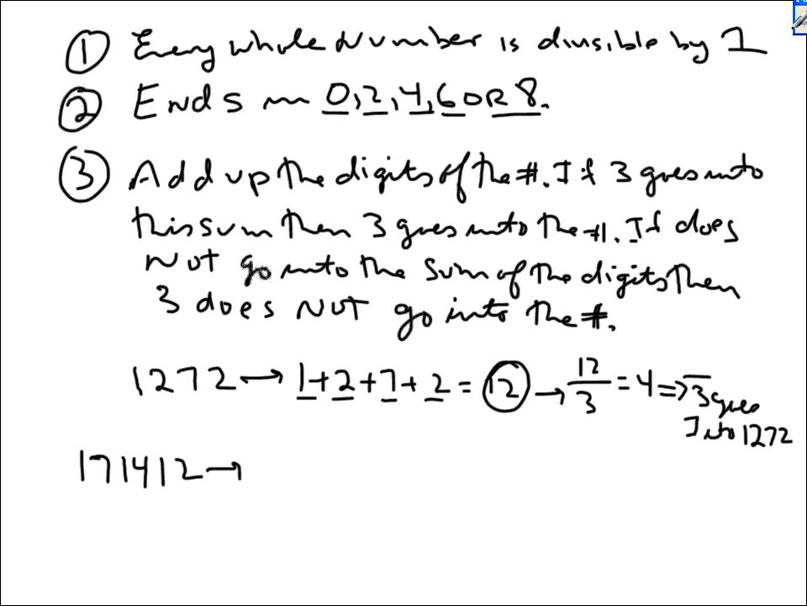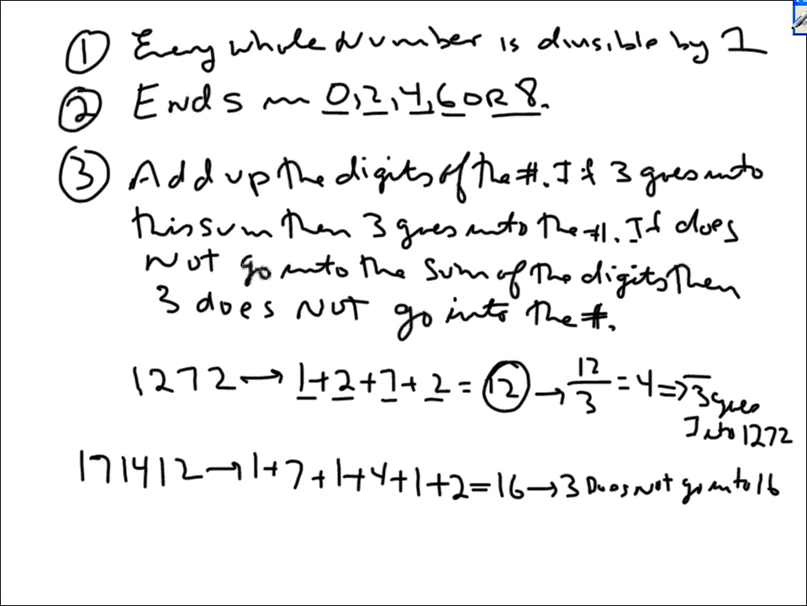171412. Add up the digits. 8 plus 1 is 9, plus 4 is 13, plus 1 is 14, plus 2 is 16. 3 does not go into 16. So 3 does not go into 171412. You don't even have to test. You don't have to do 3 into this number. Just add up the digits. That is the test for 3.